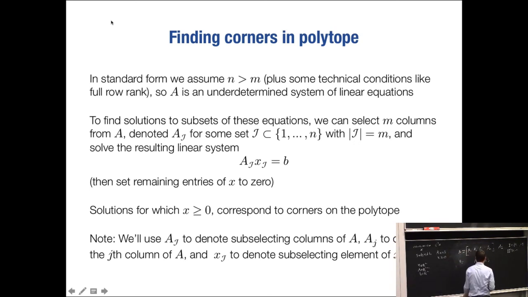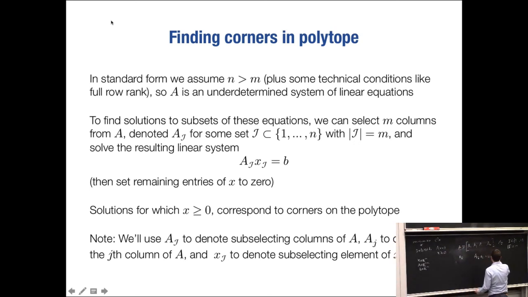These matrices are invertible. So what you would get is x tilde equals x_I equals A_I inverse b. And that gives you your solution. And here's the important point. The corners of the polytope, the vertices of the polytope, are all those solutions to these equations for all possible subsets I, where this solution is greater than 0.